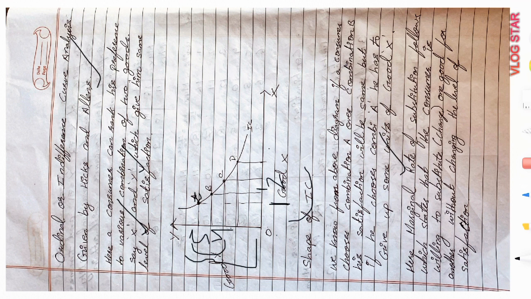Substitution means, we know substitute goods. I think you still remember something about substitute goods. Substitute means replacing. So the marginal rate of substitution states that the consumer is willing to substitute one good for another without changing the level of satisfaction. This is a very important point: without changing the level of satisfaction.